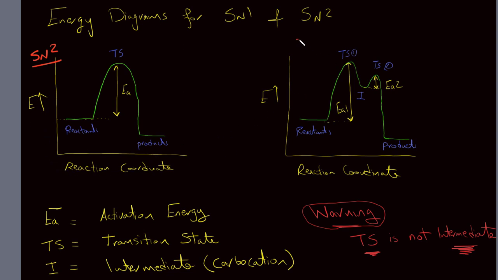On the other hand, for SN1, you have here first the reactants together, you spend energy for the leaving group to leave, and you have a transition state for the leaving group when it leaves slowly. Then you have an intermediate, which is your carbocation.